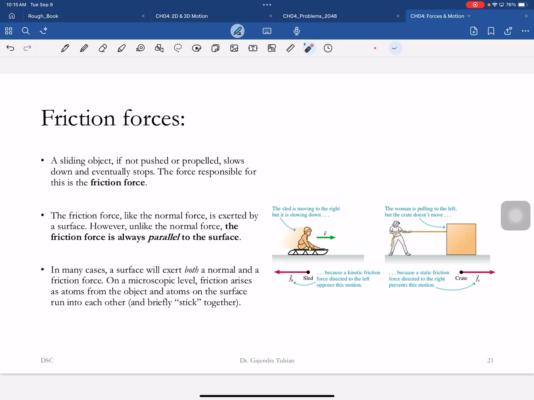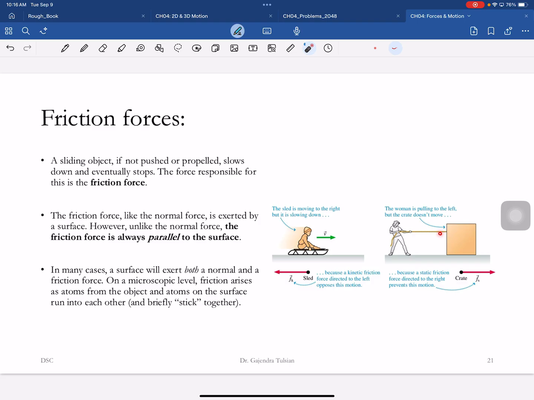Now here's the difference. This kinetic friction force just depends on the two surfaces. It doesn't depend on how fast the object is moving. That friction force is constant. It just depends on the weight of the object. Let's look at the static friction force.